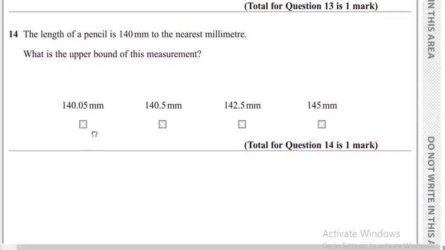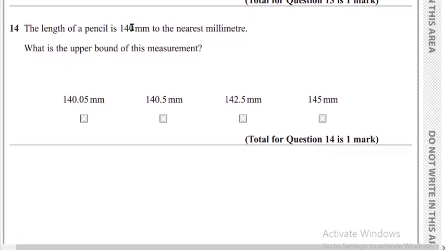Question 14. The length of a pencil is 140 millimeters to the nearest millimeter. What is the upper bound of this measurement? Here we're trying to find the upper bound. And we talked about this before. We said that if you want to find the upper and lower bound, you're supposed to find something called the absolute error. How do we find the absolute error?